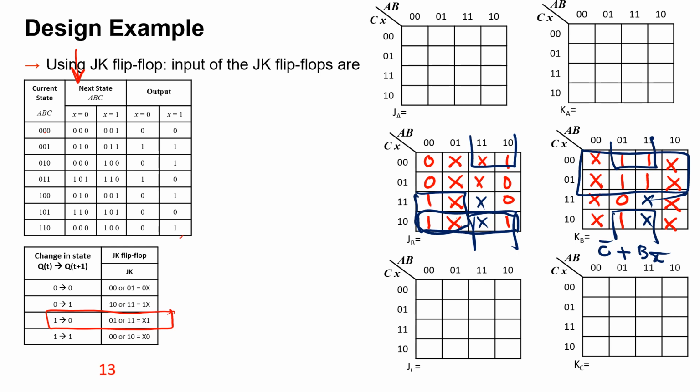Yeah. And for this one, JB will be C X bar, or what I have is A bar C, or the other one is A X bar. That would be your J and K for B, just for B.